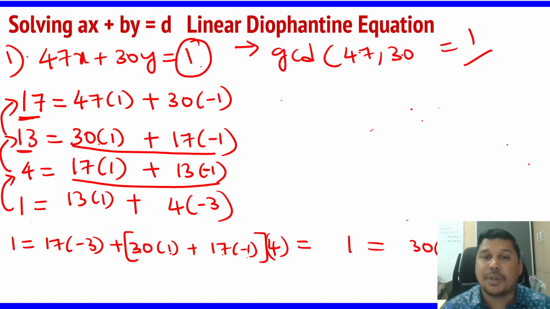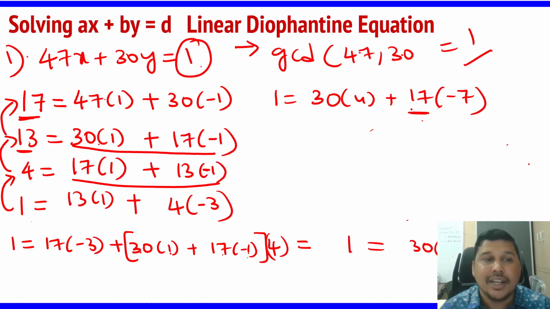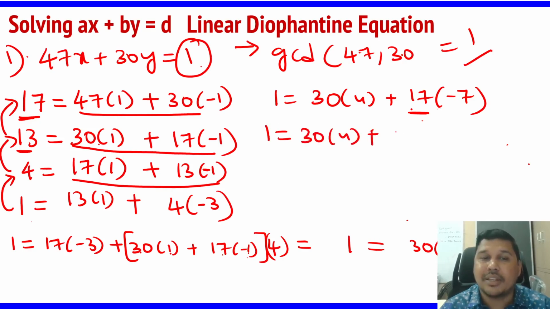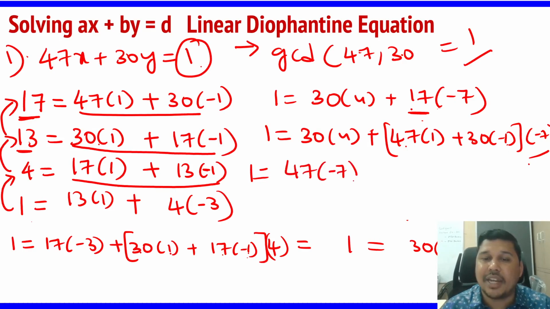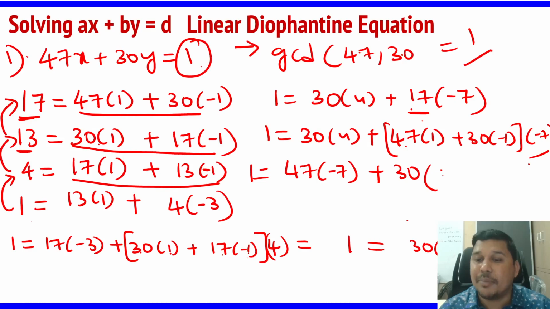Right? So our previous equation is 30 into 4 plus 17 into minus 7. Now you substitute the value of 17 here. So this equation becomes 1 equal to 30 into 4 plus, in place of 17, it is 47 into 1 plus 30 into minus 1, whole multiplied by minus 7. So if I expand this, 1 is equal to 47 of minus 7 plus 30 of, see, 4 plus 7, it becomes 11.